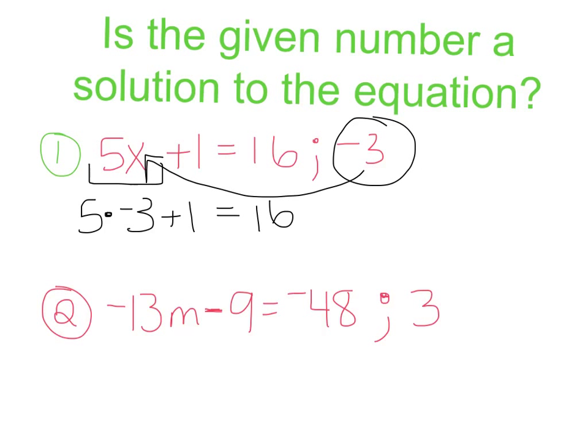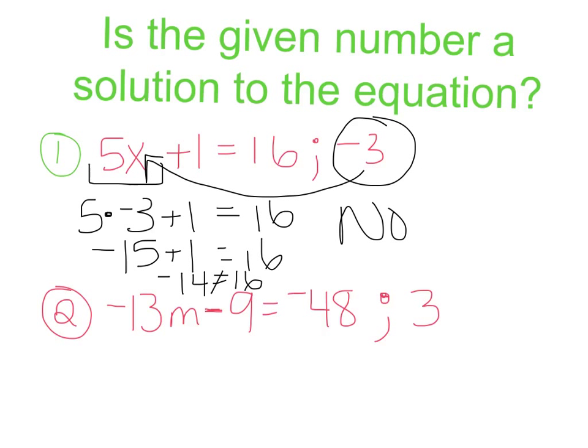So really, you're just determining whether it's true or false. 5 times negative 3 gives you negative 15 plus 1, and then negative 15 plus 1 is negative 14, which is not equal to 16. So the answer is no. Is the given number a solution to the equation? No, it is not a solution.